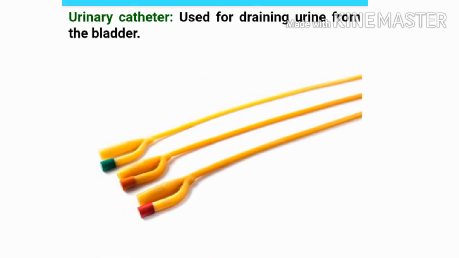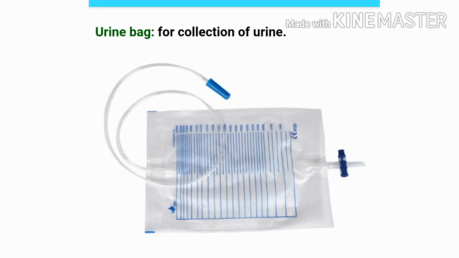And our next image is of the urinary catheter. As you can see the image very clearly, these all are urinary catheters, and these are used for draining urine from the urinary bladder. And now this is the image of the urinary bag, and it is used for collection of urine. Hope you all are very familiar with this image.